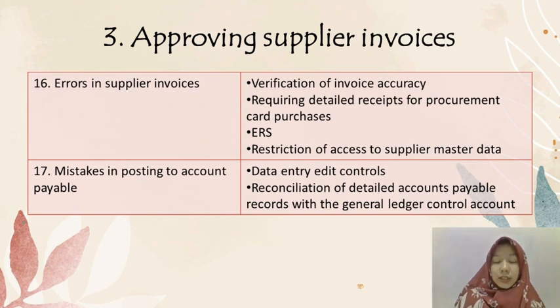There are 2 threats in this activity. The first is errors in supplier invoices. Solutions are verification of invoice accuracy, requiring a detailed receipt for procurement card purchases, ERS, and restriction of access to supplier master data. Next is mistakes in posting to accounts payable. The solutions are data entry edit controls and reconciliation of the detailed accounts payable records with the general ledger control account.